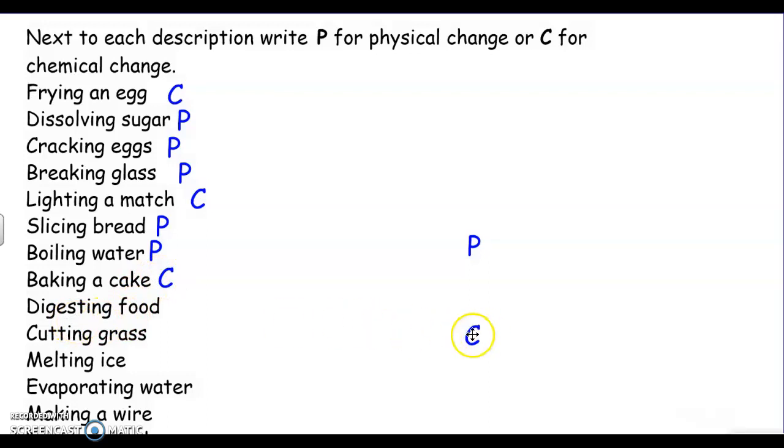Digesting food. You're not going to get the food that you digest with the acids in your stomach and being absorbed into your body back into a hamburger. It's a chemical change. Cutting grass, however, is physical. Melting of ice. Remember, guys, it's still water. That's a physical change. Same with evaporating water. Water can exist as a gas. It's called water vapor. Making a wire. Ductility. That's simply pulling a piece of copper into a wire shape. Rusting metal is chemical.